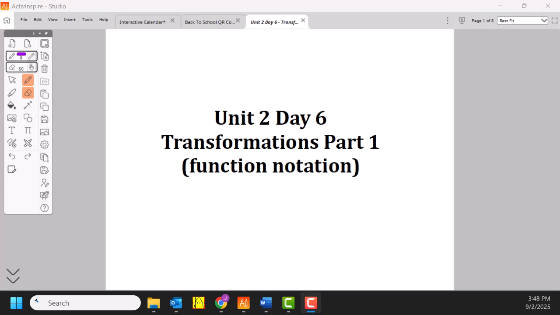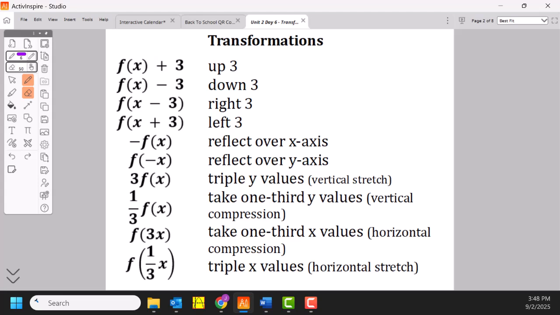Okay, today we're looking at transformations from function notation. If you have any questions about today's lesson, feel free to shoot me an email. I should have chances to talk to y'all about it or answer any questions on Monday when I get back. So when we're talking about transformations, it's all about how a function is shifted or changed.